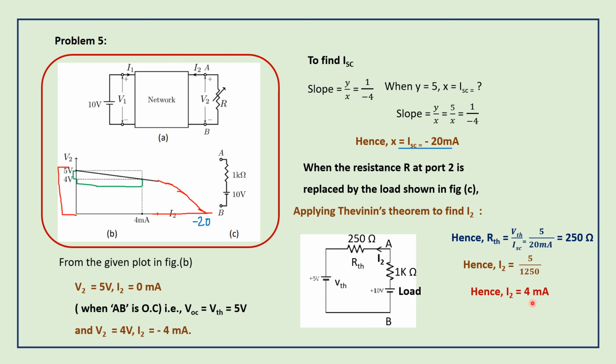That is 4 milliamps, in the opposite direction. So no need to consider the negative sign. So I2 equal to 4 milliamps only. Hence the answer is 4 milliamps. Okay. So this is the analysis of the question paper.